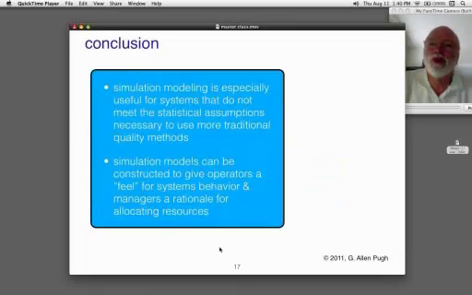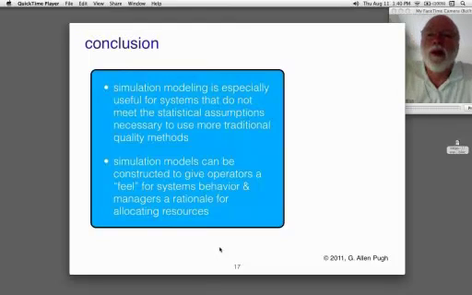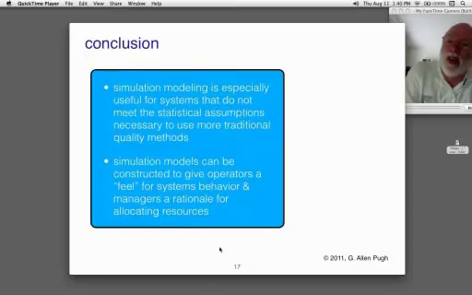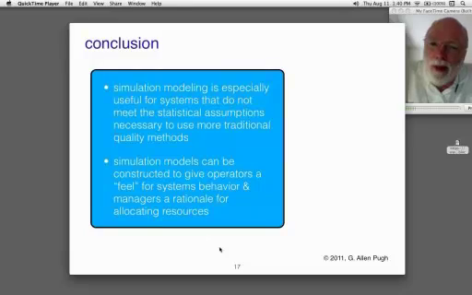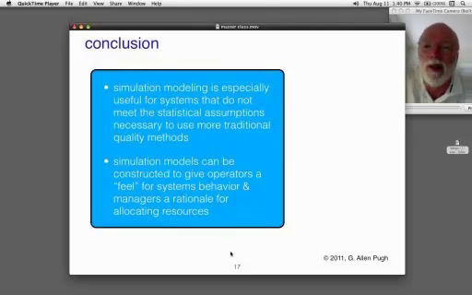I think we're getting close to the end, so we'll have plenty of time for questions. These are a couple of conclusions. Simulation models are especially useful for systems that do not meet the statistical assumptions necessary, especially quality systems, to use more traditional quality methods. And that's, in other words, for almost everything, because it is shocking how many quality systems are based upon assumptions, for example, the constant use of the normal distribution, that may or may not be true. Oftentimes aren't. Your real data may not be as normal as you think.